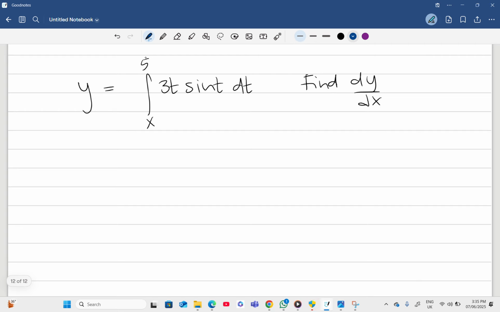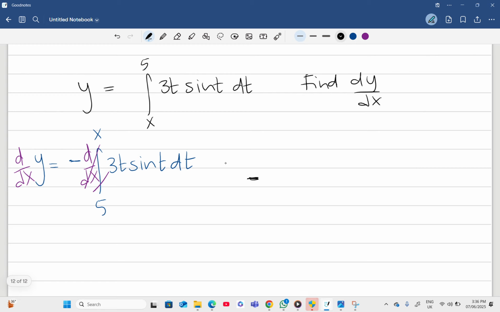Okay, so this is my new example. The first thing I'm going to check is my limits. I have a constant up and a variable down. We cannot solve it if it's like this, so we are going to flip them. We are going to put a negative sign since we flipped the limits. x to 5 of 3t sin t dt. Now, like we said before, we're just going to put d by dx on both sides and just cross the d by dx with the integral. Now, keep in mind the negative sign does not go anywhere.